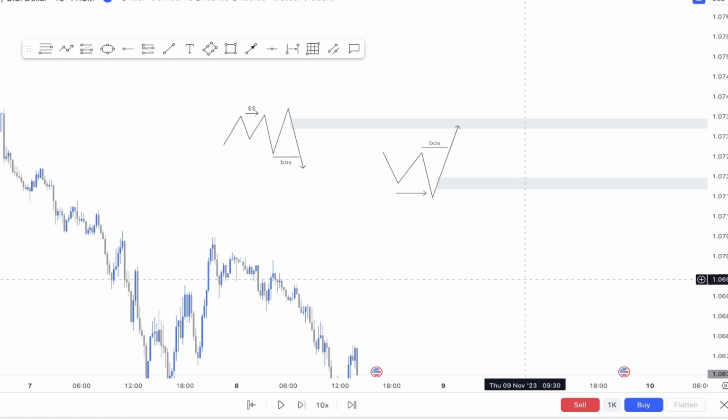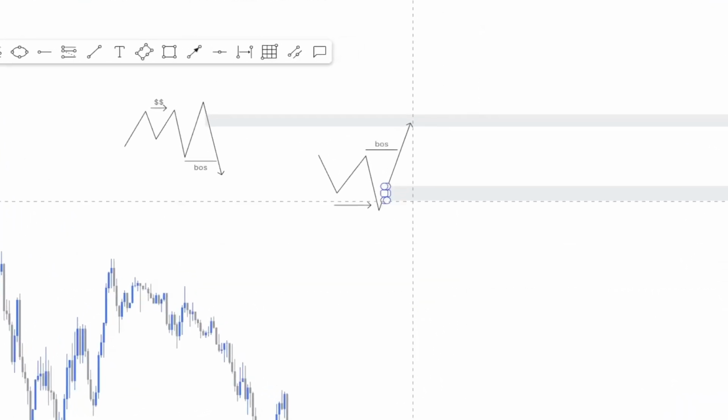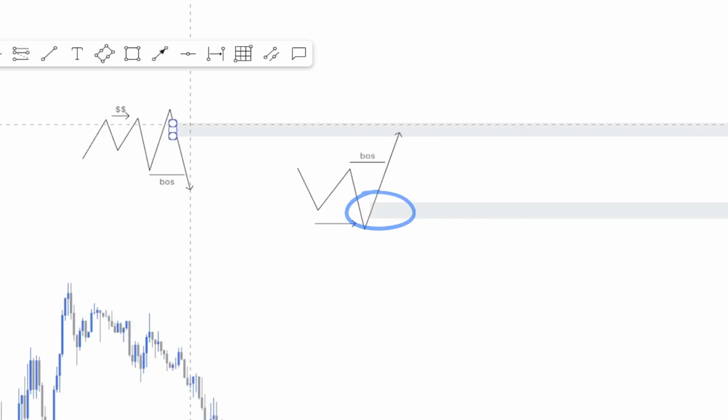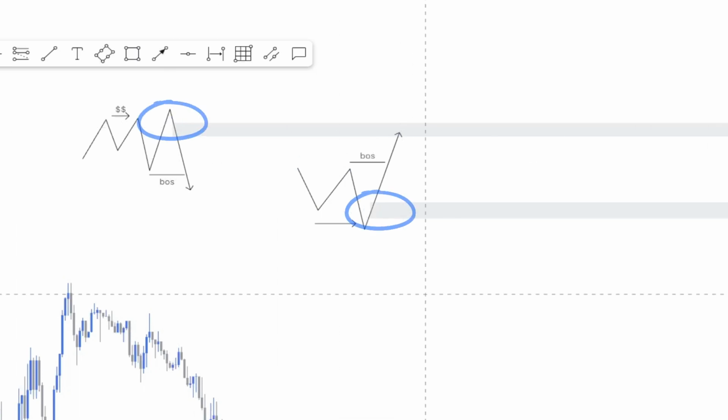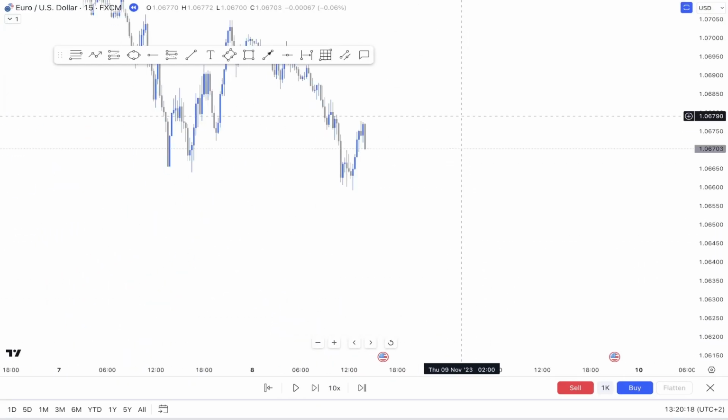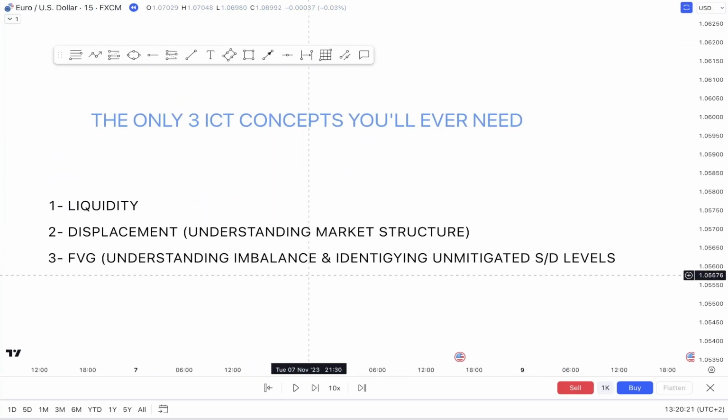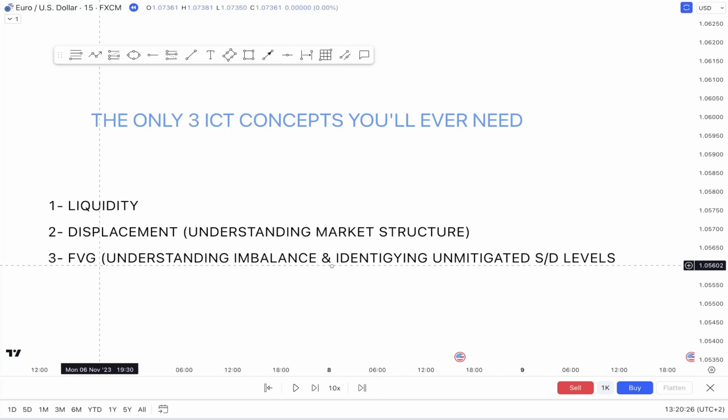So if we know that we have an unmitigated demand level here or an unmitigated supply level here, we know that we had an aggressive displacement. That is what we need to see. If we don't have an aggressive displacement, then our trade setup won't be valid, and that's exactly why it is so crucial to understand imbalance, to know how to identify imbalance or, of course, fair value gaps, because ultimately, if you know how to identify fair value gaps, you'll know how to identify unmitigated supply and demand levels.